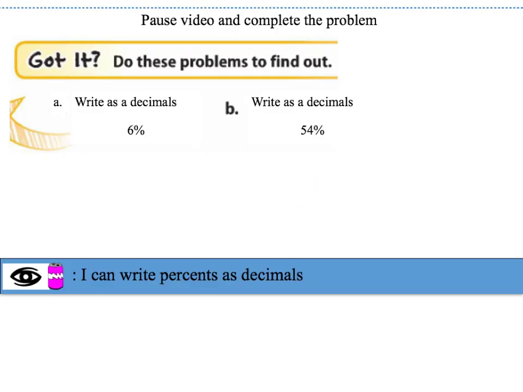So pause the video and complete these guided problems, and we will discuss the answers in class tomorrow. Notice I have two guided problems. Here's guided problem A and guided problem B. And please be sure to show a diagram to visually show what these percentages look like. It could be a tape diagram, or it could be a 10 by 10 grid.